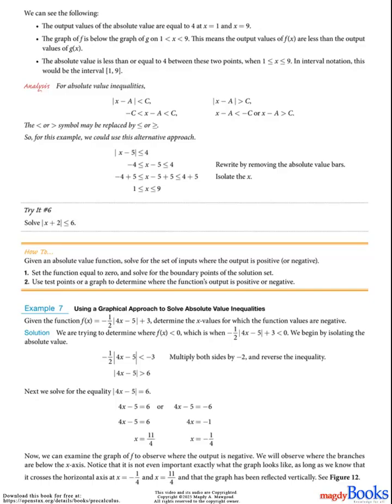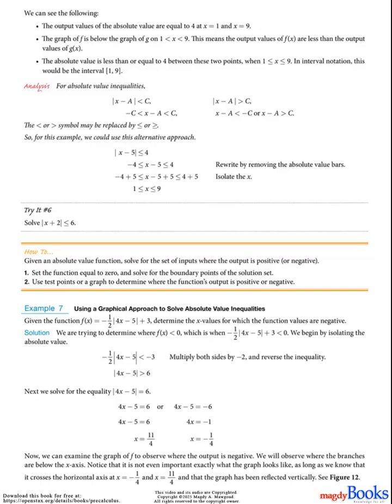Try it number 6. Solve the absolute value of x plus 2 is less than or equal to 6. How to: Given an absolute value function, solve for the set of inputs where the output is positive or negative. 1. Set the function equal to 0 and solve for the boundary points of the solution set. 2. Use test points or a graph to determine where the function's output is positive or negative.